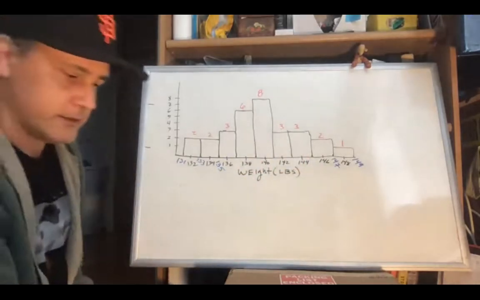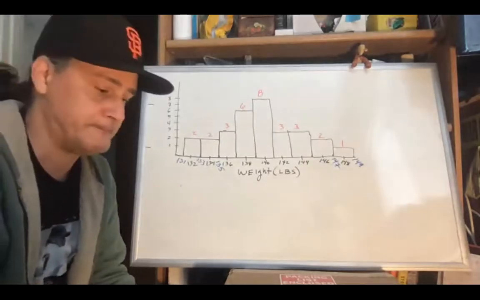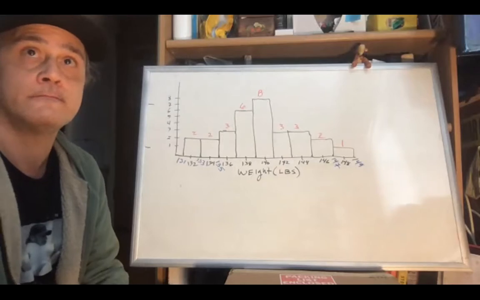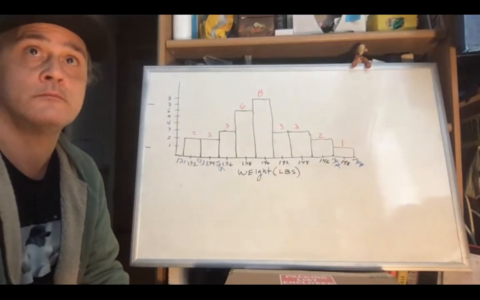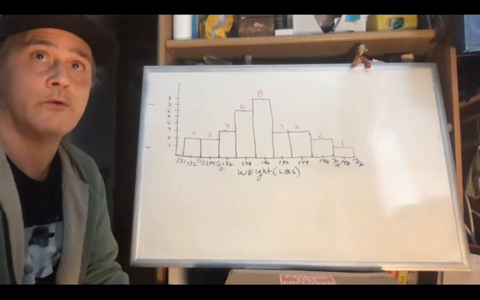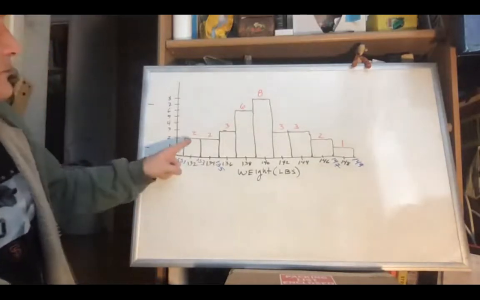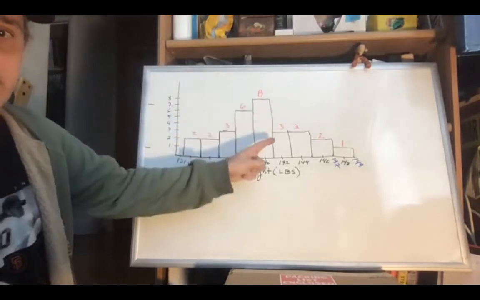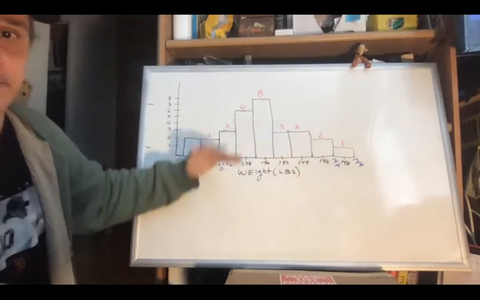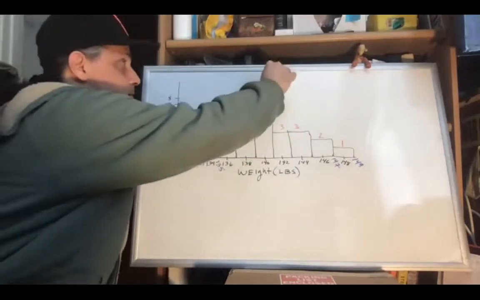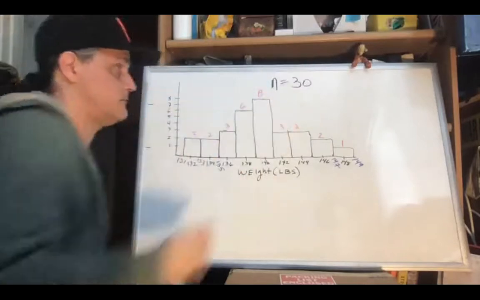All right, so we want to get the mean. Did anybody get the mean? All right, well, we're going to at least have to find out how many numbers there are. So if you add the frequencies, which I put in red on top to make it easier to see, the height of the bars, right? So if you add all these numbers, you'll get 30 numbers.